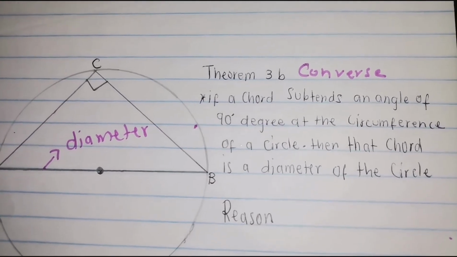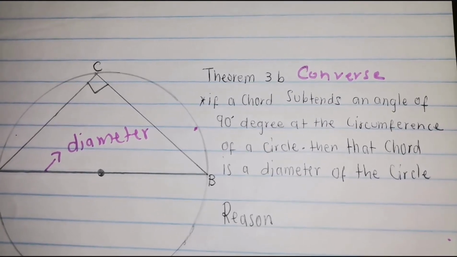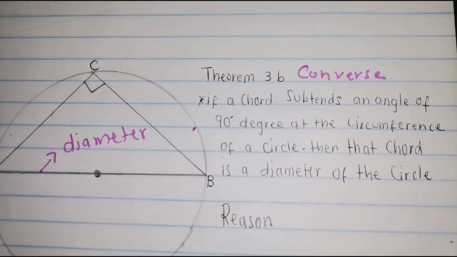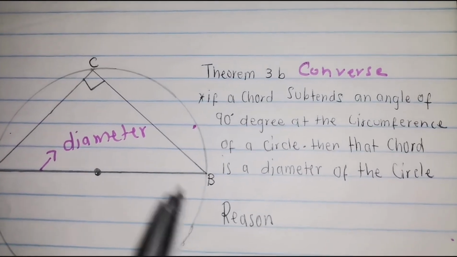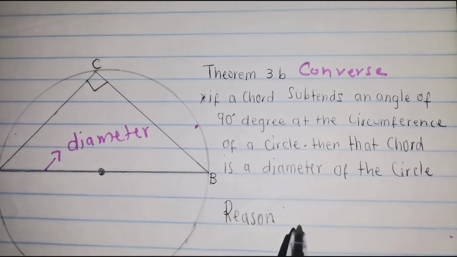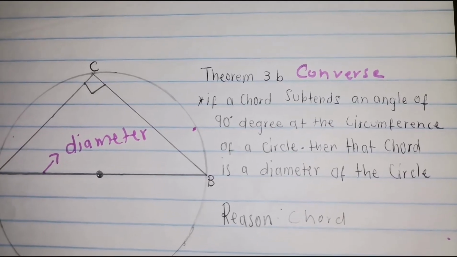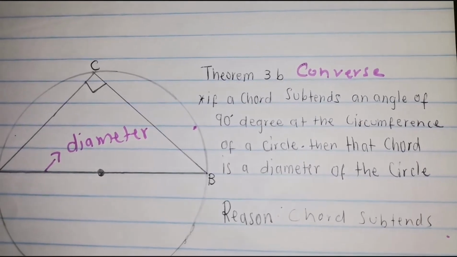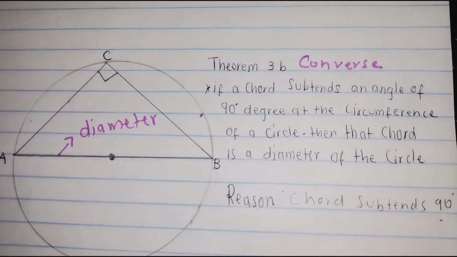I hope you understand this theorem, and the reason you will use when they give you a 90 degree angle, and you assume this chord is a diameter, you say therefore the reason I can use for such arrangement is that chord subtends a 90-degree angle. Chord subtends 90-degree angle. Then you are done. I hope you understand, guys.